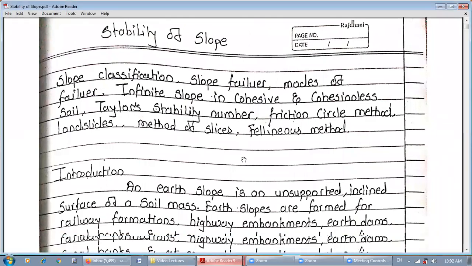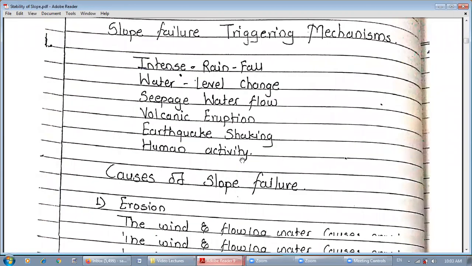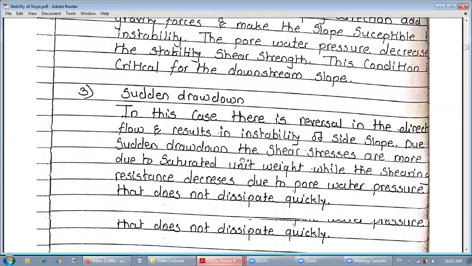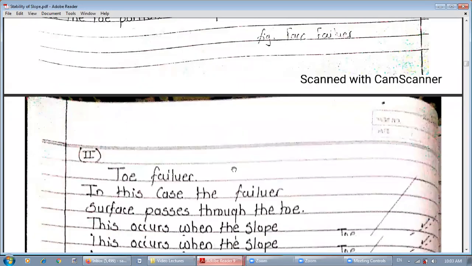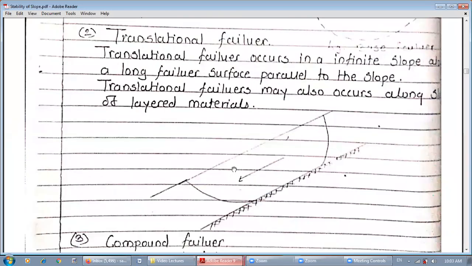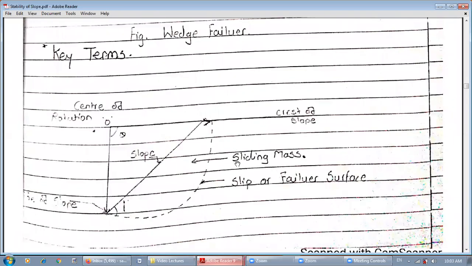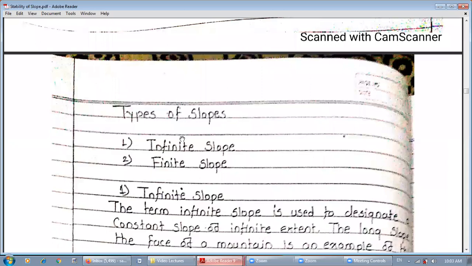So first of all, we have gone through the different slopes. Then these are the slope failure mechanisms, causes of slope failure. Then types of slope failure: rotational failure, translational failure, then compound failure and wedge failure. So these are the types of failures. These are some key points in the slope. Then there are different types of slope, infinite slope and finite slope, depending upon the length of the slope.